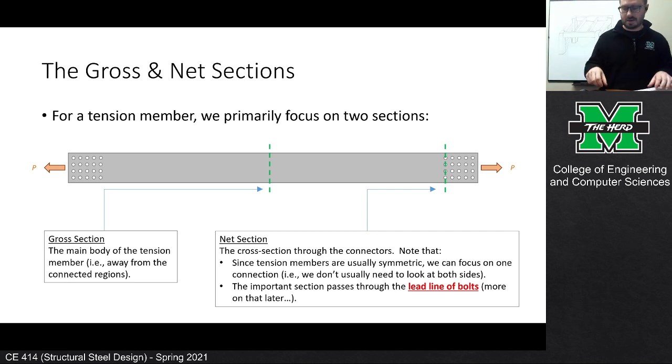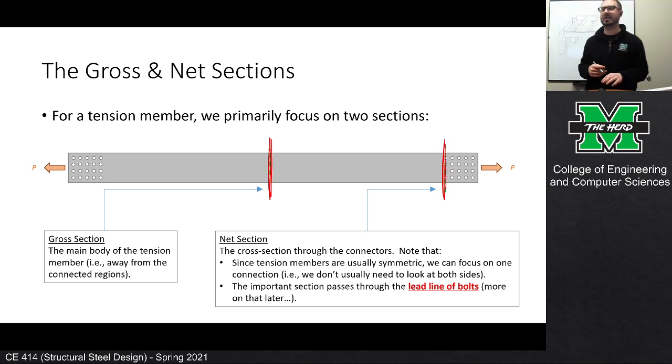If I'm yanking on this, it's going to fail really in one of two locations. It's going to fail right here in the main body of the member, or it's going to fail right here along this edge of the connection. And so those two different sections are going to have two different areas, and those two different areas are going to be subjected to two different limiting stresses. So we're going to have two different limit states that we're going to have to assess.